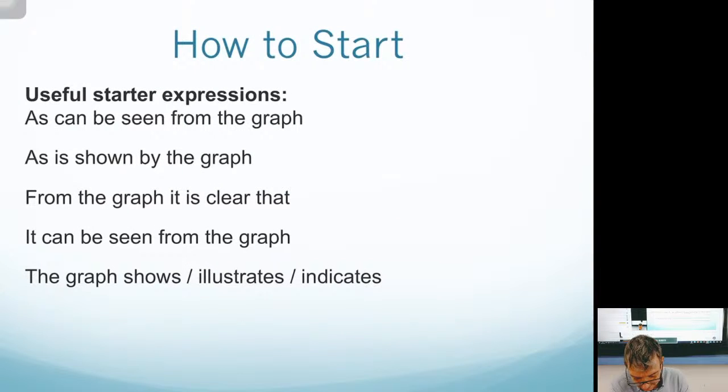Okay then. So how to start? This is particularly for the speaking, but it's a good idea to write it down before you start. And useful starting expressions could be, as is shown by the graph. From the graph, it can be seen that the graph illustrates something like that. So that's a good way of starting the increase and decrease that you're going to be talking about.